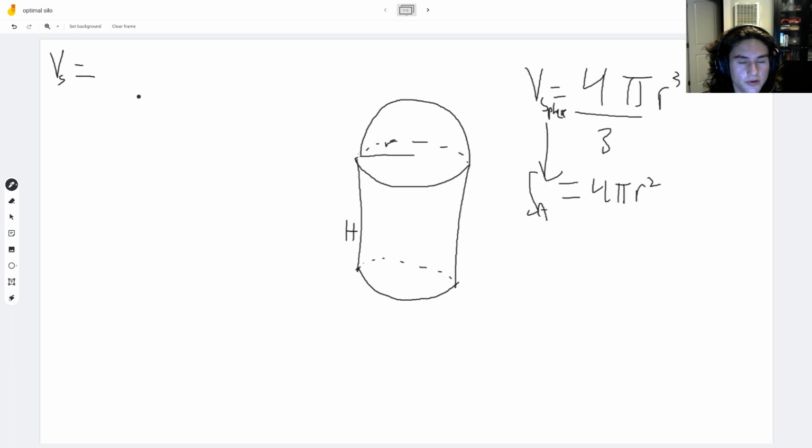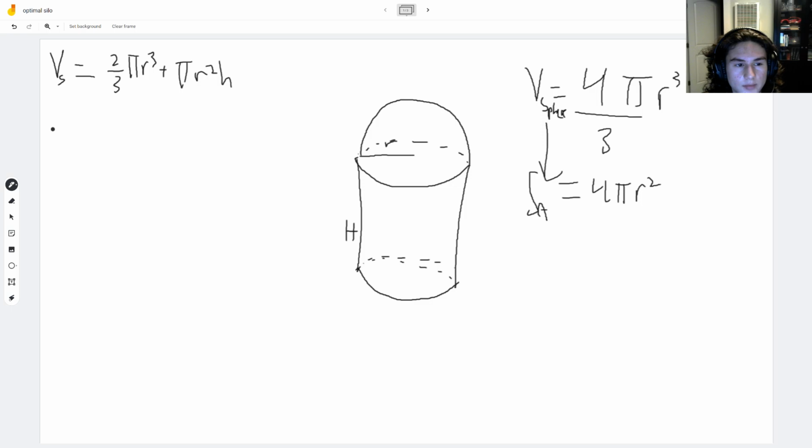So basically, the volume of the silo, sorry, is going to be half of the sphere volume. So 2/3 pi r to the power of 3. And then we're going to add the volume of the bottom, which is going to be the bottom area times the height, which is just pi r squared times h.